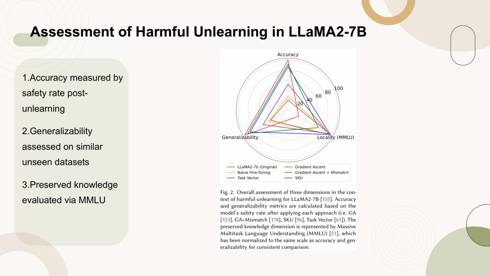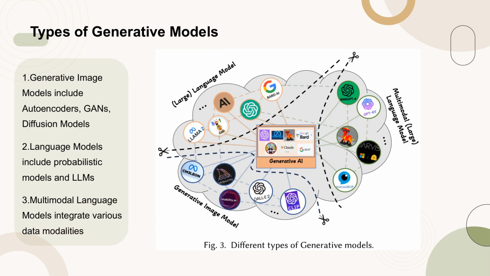Figure 3 illustrates the different types of generative models. These include generative image models such as autoencoders, generative adversarial networks, GANs, and diffusion models. Language models, which include both probabilistic models and large language models, LLMs, are also depicted. Additionally, multimodal large language models, MLLMs, that integrate information from various data modalities are shown. This figure provides a comprehensive overview of the diverse categories within generative models.